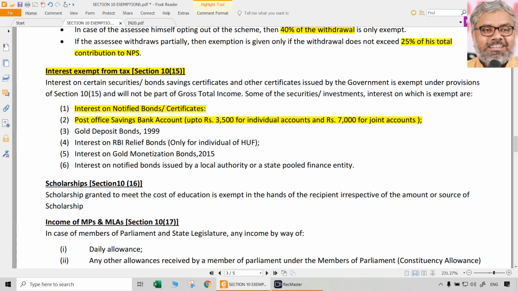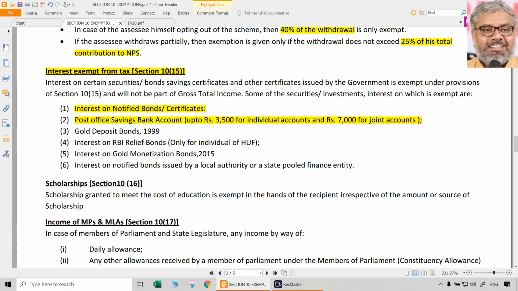It's a different story. After that, savings bank account interest is deductible under 80TTA separately. That is different. Don't mix that. So interest on savings bank account including post office is deductible under 80TTA up to 10,000 rupees or up to 50,000 rupees for senior citizens under 80TTB. That is different. That is a deduction from gross total income. This is an exemption applicable for everybody. Anybody can get this exemption. How much? Up to 3,500 rupees for individual account and 7,000 rupees for joint accounts.